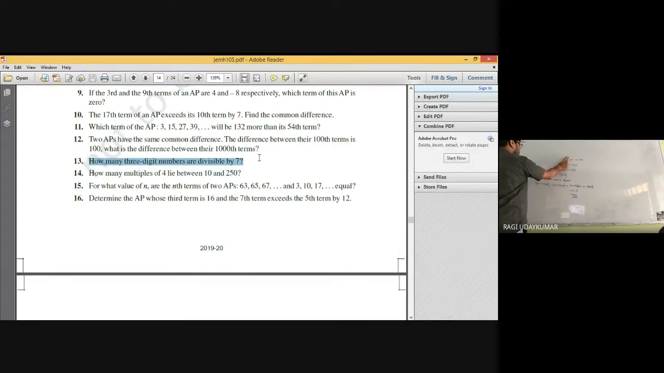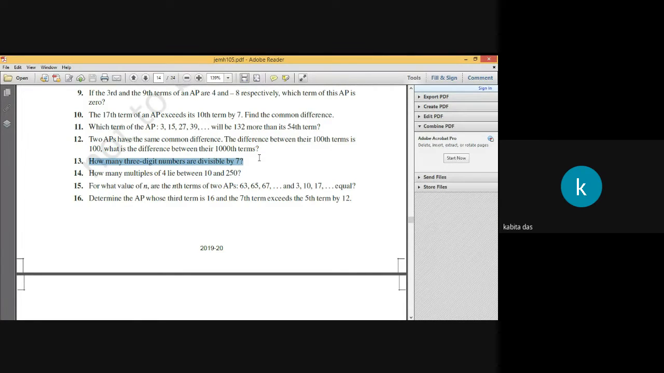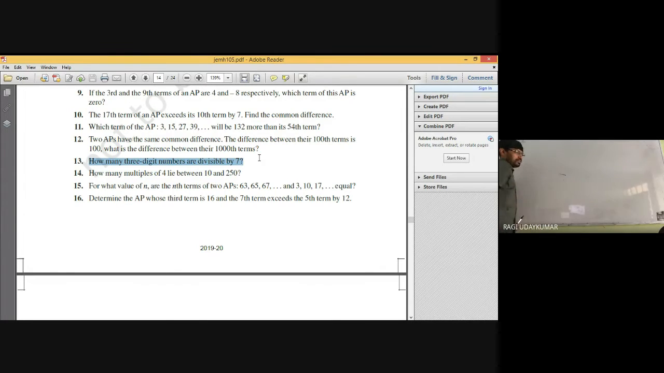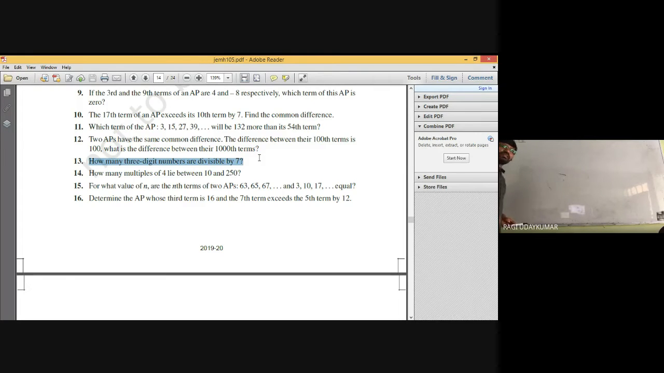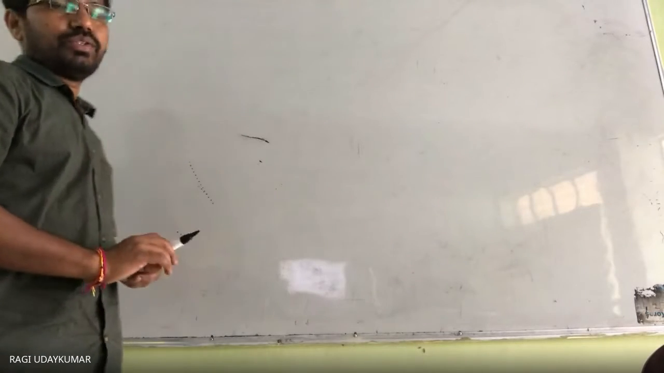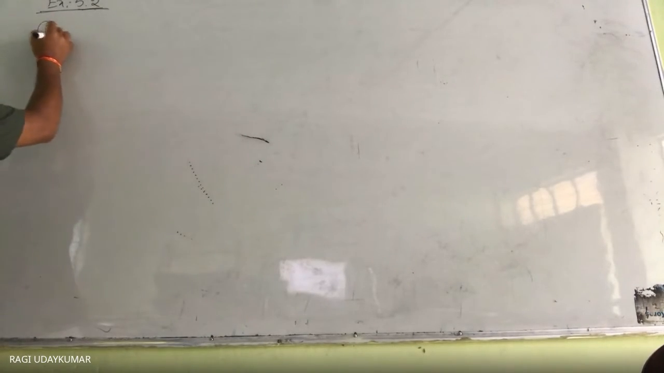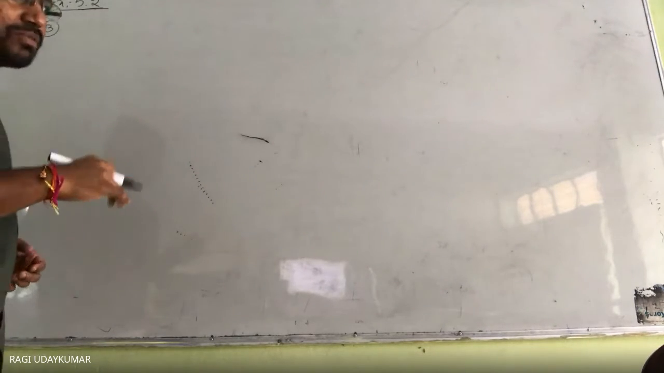So a 3-digit number starts from? Sir, 100. And? 999. Very good. But in this, you need to find out the first number which is divisible by 7 and the last number which is divisible by 7. If you find that out, then it is an easy task. How many 3-digit numbers are divisible by 7 is nothing but the 3-digit numbers which are divisible by 7.